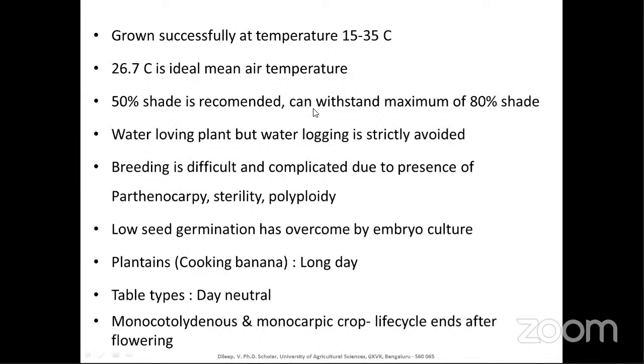We know that it is one of the shade crops that in our regions is intercropped in arecanut plantations, but it is also grown as a sole crop.